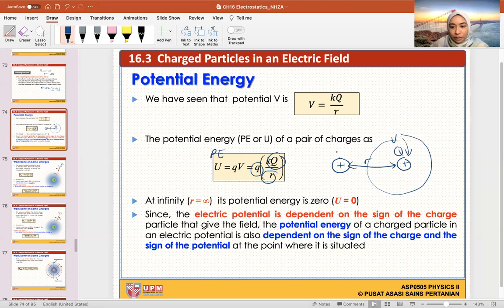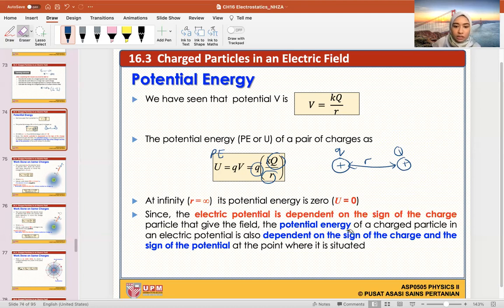This is capital Q, and this is the small q. My drawing is terrible as always, but I hope you guys understand. So this is capital Q, small q, and the distance between them. If I calculate q K capital Q over R, I will find the potential energy of these two charges with the distance R. So it's just another definition. At infinity, the potential energy is 0, since electric potential is dependent on the sign of the charged particle that is given in the field.